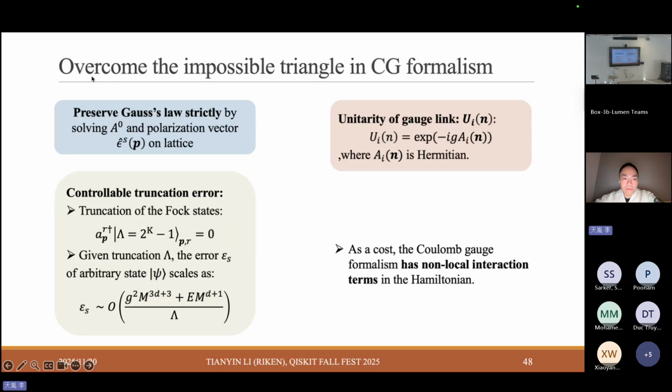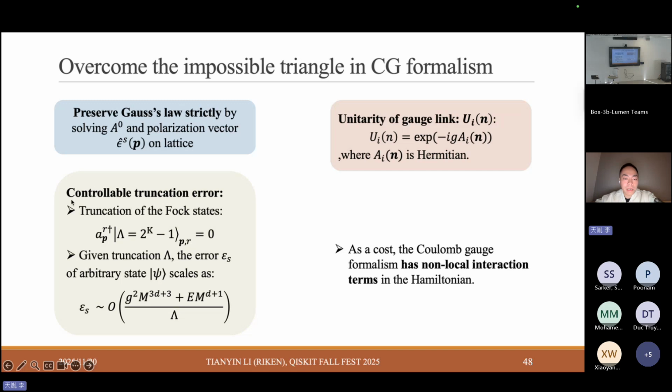Then we find that we can overcome the impossible triangle of the Kogut-Susskind formalism in the Coulomb gauge formalism. That is because the Gauss's law can be preserved strictly by solving A0 and the polarization vector of the photon on lattice. And we can also preserve the unitary gauge link because the A_i is a Hermitian operator, so the exponential of A is the unitary operator.